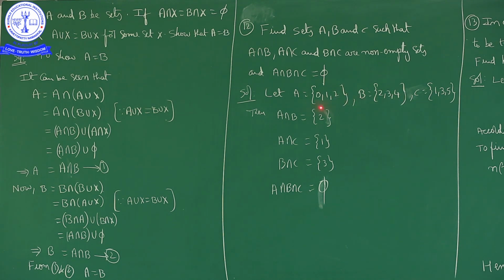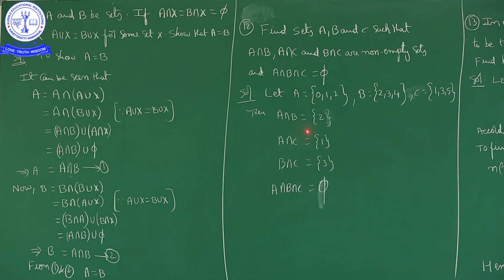Now, A intersection B, the common element among A and B, is 2. A intersection C, the common element among A and C, is 1. B intersection C, the common element among B and C, is 3. So these three are non-empty sets, but A intersection B intersection C is the empty set.